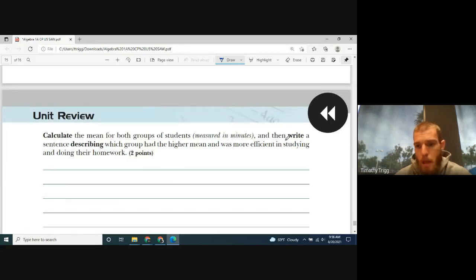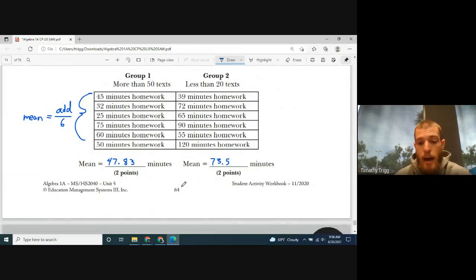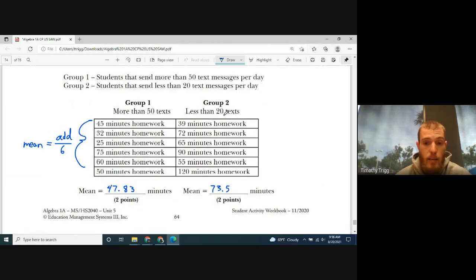We already did that. And then write a sentence describing which group had a higher mean and was more efficient in studying and doing their homework. So I think you could do that on your own. Looking at these, who had the higher mean, and what does that tell you about texting and the amount of homework done? You could say something like, sending more texts generally means less time spent on homework. The group that sent 20 or fewer texts spent more time on their homework.